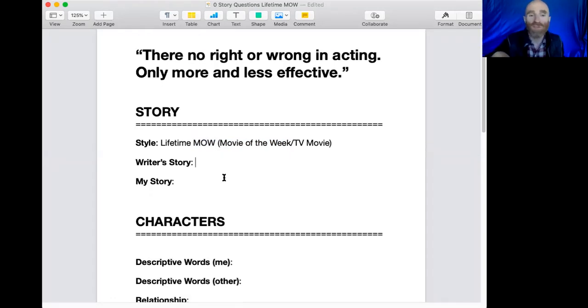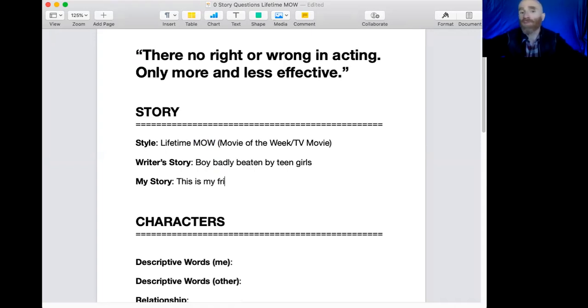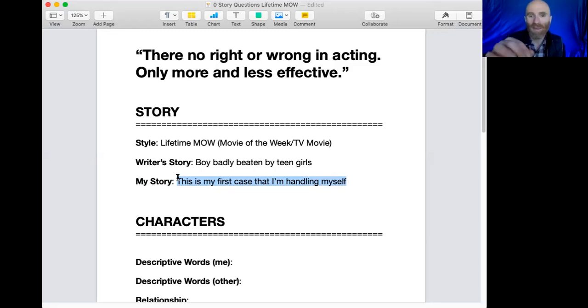We would make a decision about what the writer's story is. In this case, let's say the writer's story is boy badly beaten by teen girls. My story, if I'm Officer Tate, is maybe that this is my first case that I'm handling myself, so it makes it extra important, and I'm really going to handle all these details. Or I could decide something completely on the other end and go, oh, I know exactly who this is. I can't prove it yet, but I know this Lisa girl's involved.